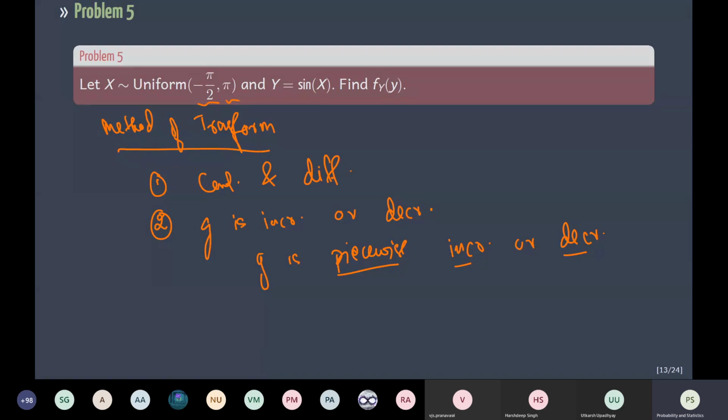First thing is continuity and differentiability is given, because sine is well known to be differentiable, and we also know the derivative of sine x, which is cos x. So it is continuous and differentiable, but it is not strictly increasing or decreasing on the given interval, which is minus pi by 2 to pi. So it will increase from minus pi by 2 to pi by 2, and then it will decrease from pi by 2 to pi. So there are pieces here.